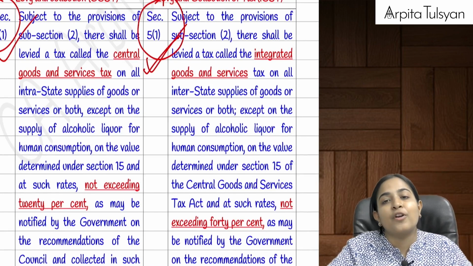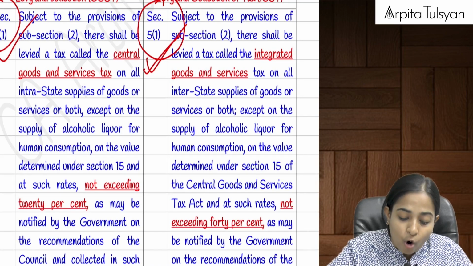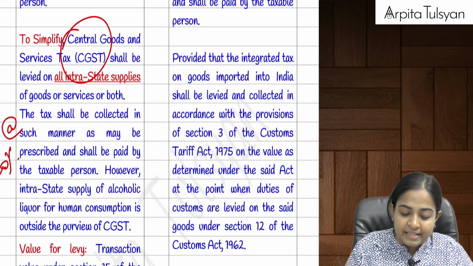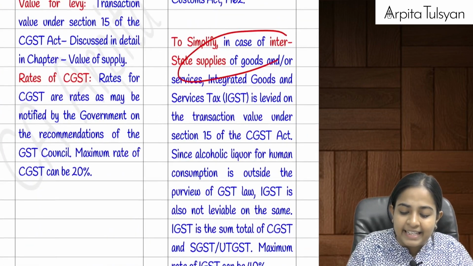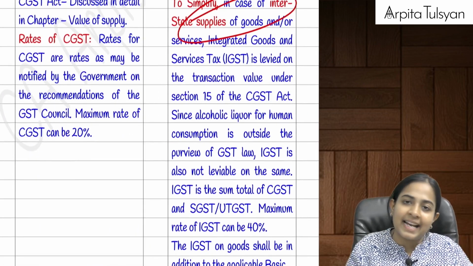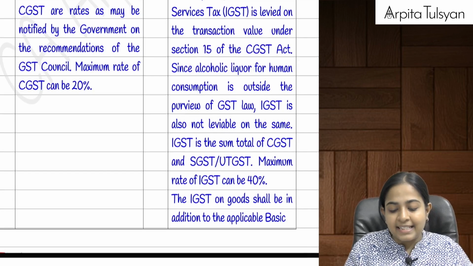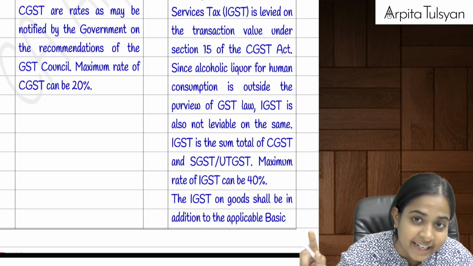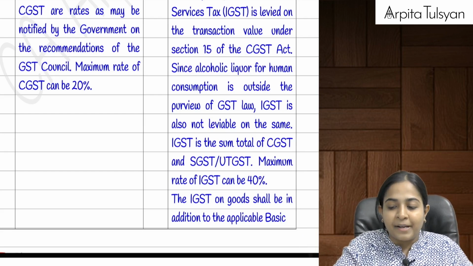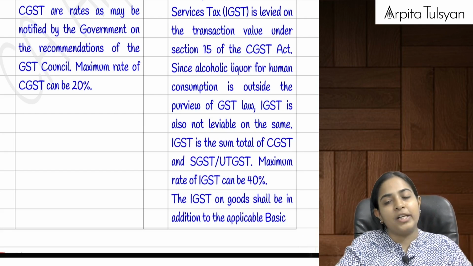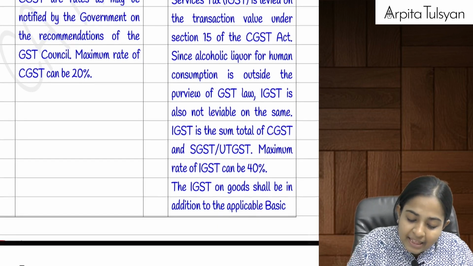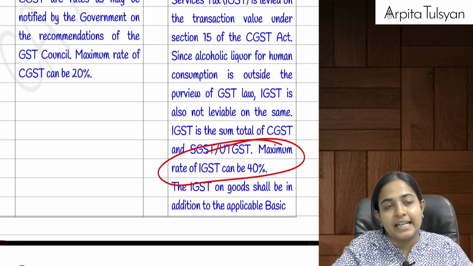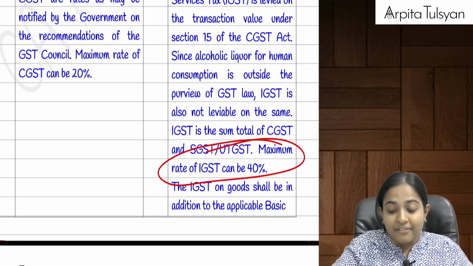Section number 5(1) of the IGST Act. Can we say on all the interstate supplies, IGST tax will be applicable? IGST tax will be applicable on the transaction value given under section 15, which we are going to study in the valuation chapter, but it will not be applicable on alcoholic liquor for human consumption. And the maximum rate of IGST will be 40%.